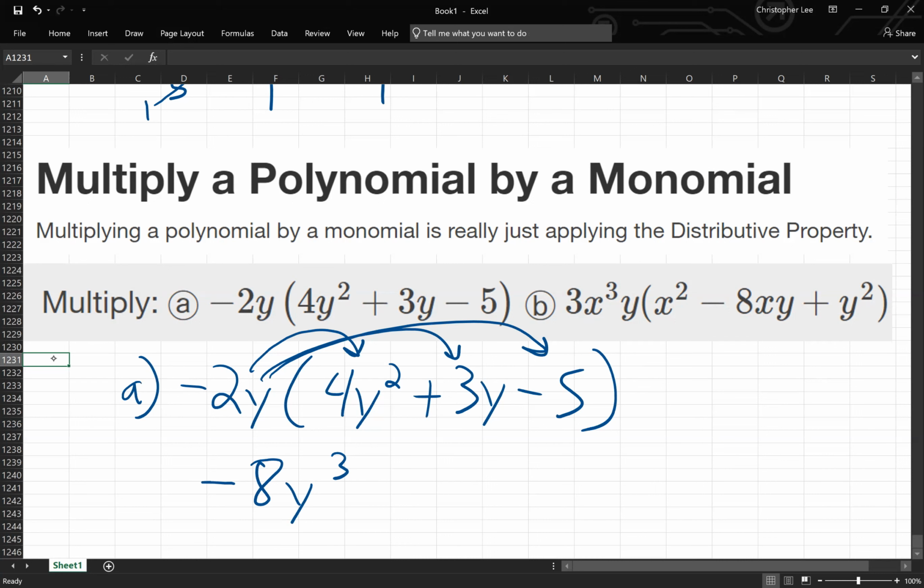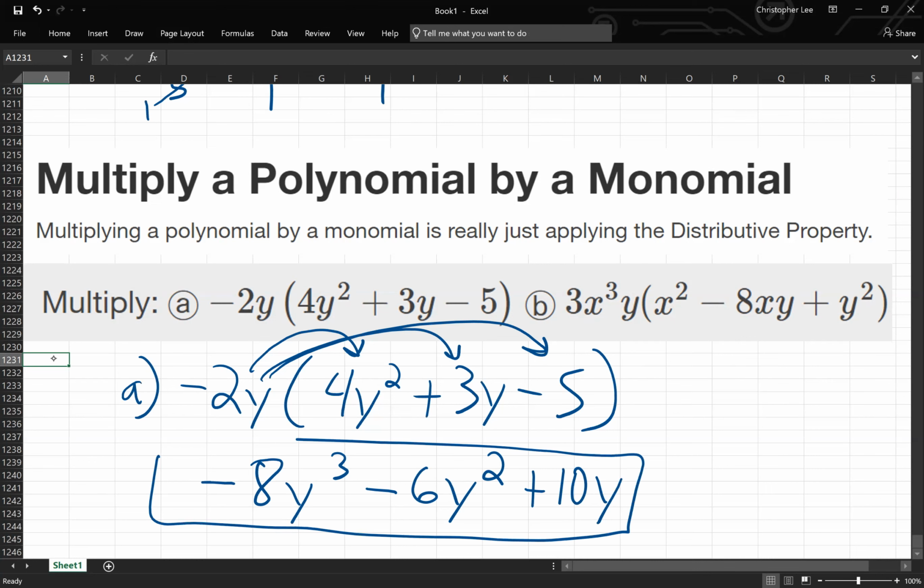-2y times +3y becomes to the what? To the 2nd, right? Because 1 and 1. Now -2y times -5 becomes +10 what? 10y. Good. That's my answer. I'm done. That's it. Just distribute. That's the end of it.